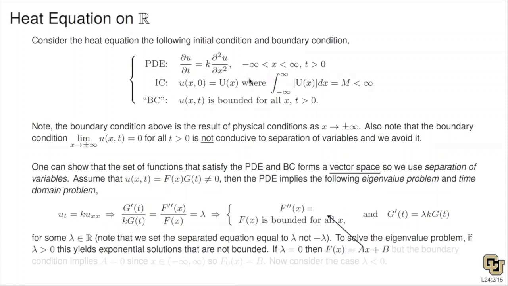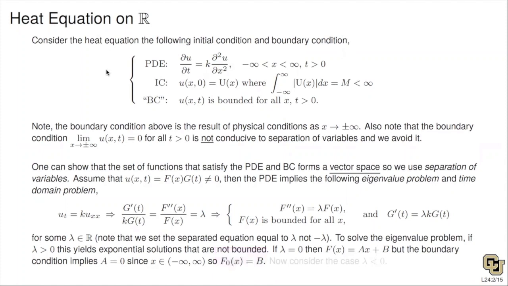Integrate twice, I get f of x equals ax plus b. But now if you send x to plus infinity or x to minus infinity, this term is going to blow up. The ax term is not bounded, so a must be 0. So for lambda equal to 0, there's this constant eigenvalue. Lambda equal to 0 is an eigenvalue, but you know, it's a constant.